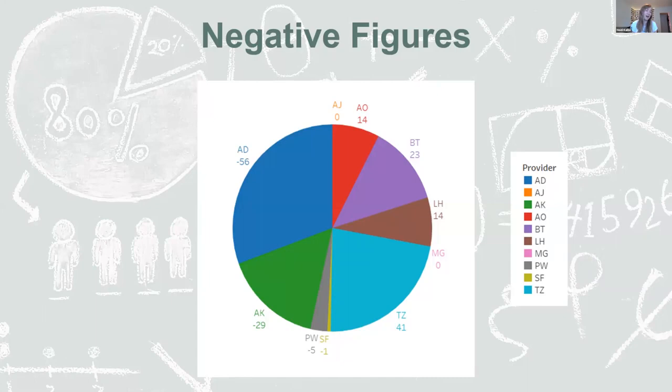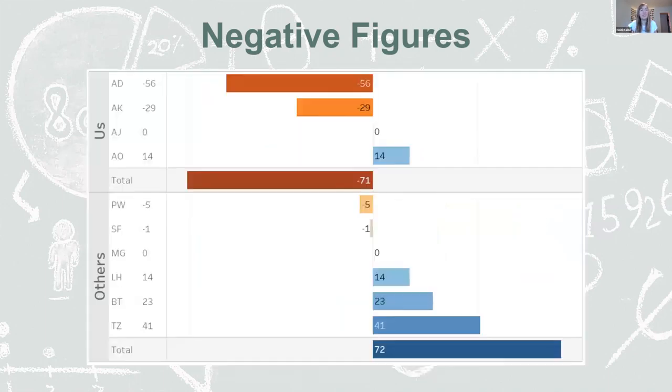This is not a part to whole use case where you should use a pie chart. So what we did was we created a bar chart instead, and the client was pretty happy with that. So bottom line, do not ever use negative figures in a pie chart.